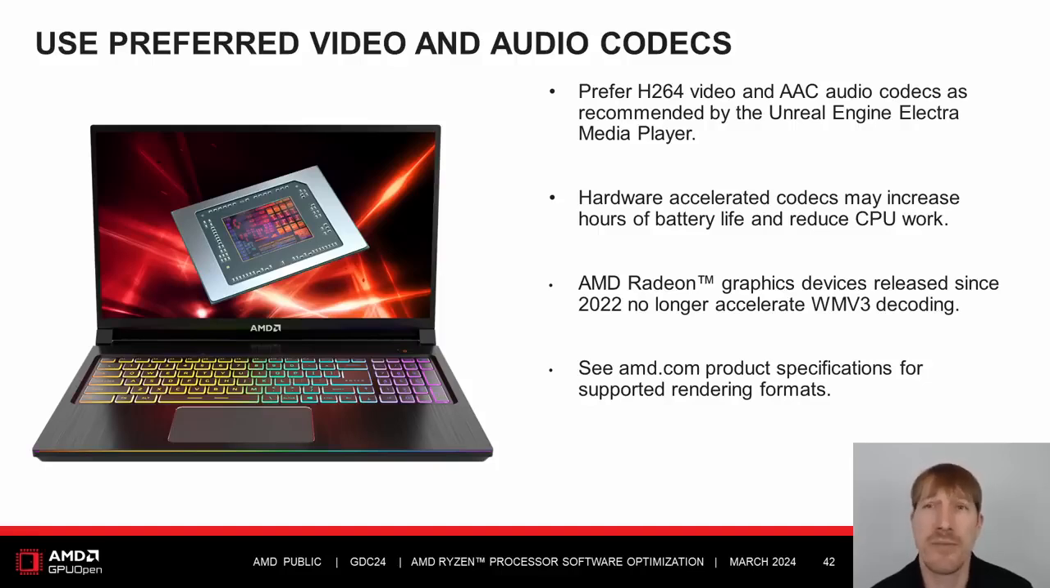Prefer H.264 video and AAC audio codecs as recommended by the Unreal Engine Electra Media Player. Hardware-accelerated codecs may increase hours of battery life and reduce CPU work. Please note, Radeon graphics devices released since 2022 no longer accelerate WMV3 decoding. If you are using WMV3 content, please replace it with H.264 content, which may provide a better user experience.